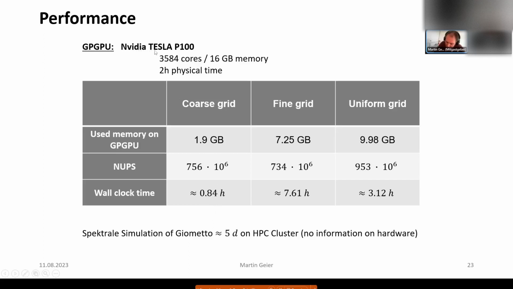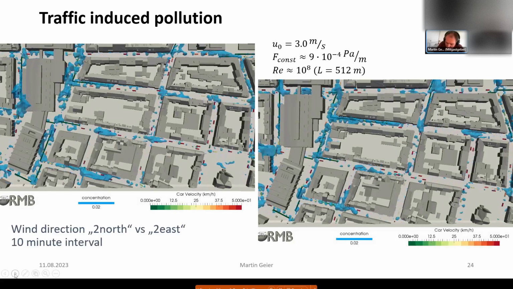The simulation was done on an NVIDIA Tesla P100 with 16 gigabytes of memory. The fine grid took 7.5 hours, and the uniform grid was also not really real time. The other method, where we don't really know the hardware, took 5 days. Okay, so this is all I have on performance.